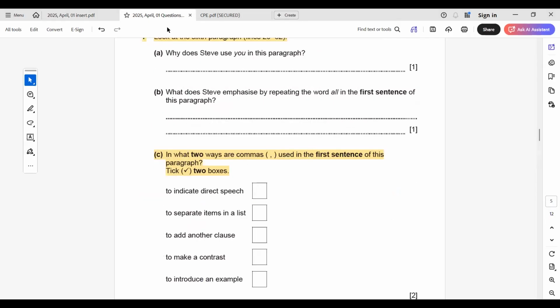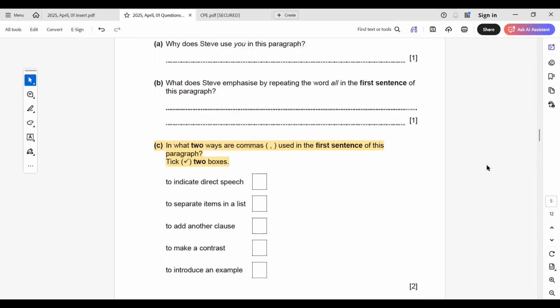Let's check the question and the choices again. To indicate direct speech? No, it's not. To separate items in a list? Yes, it is. To add another clause? Yes, this is another one. To make a contrast? No. To introduce an example? No. So this is one of the typical examples of the questions of the checkpoint of grade 6.